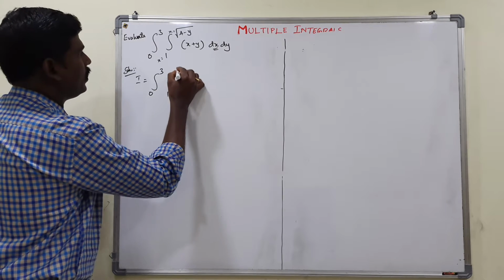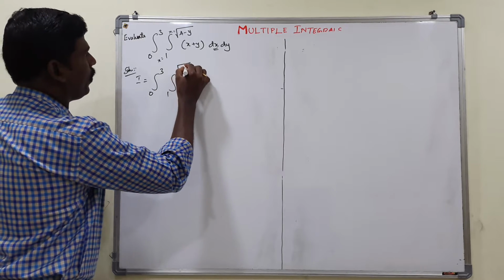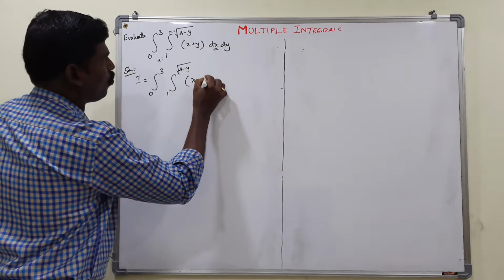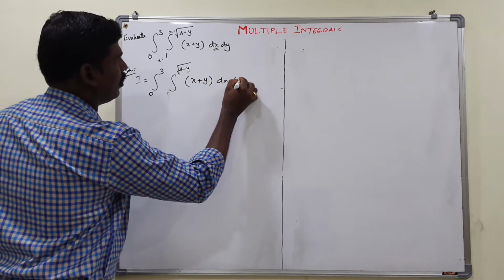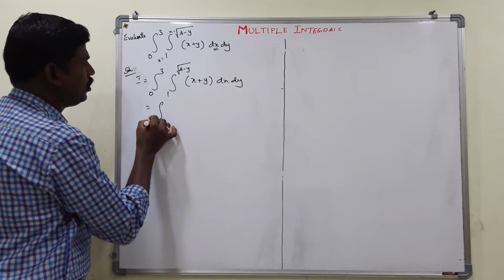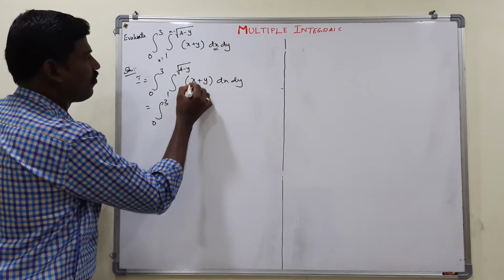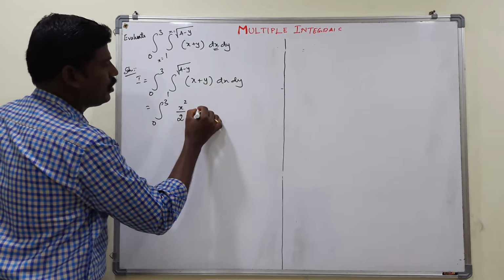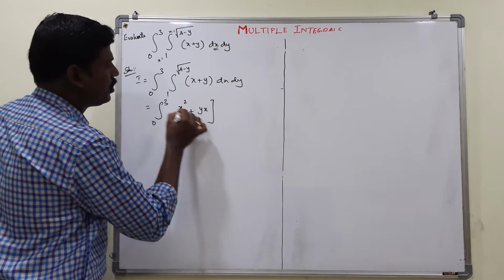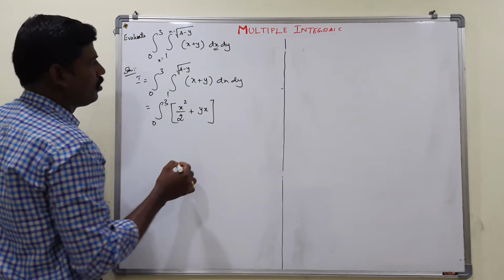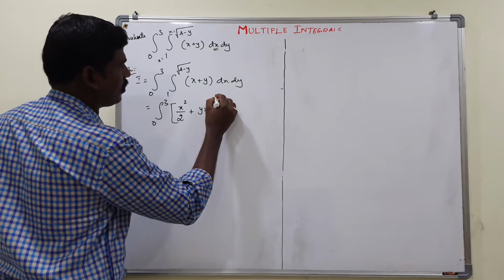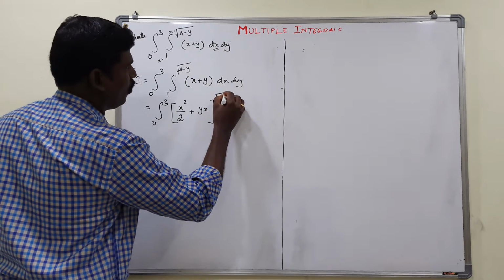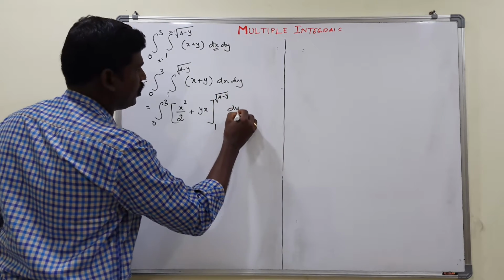So once again I write it, integral of root of 4 minus y into x plus y into dx dy, so that can be written as 0 to 3. What is the integral of x? x square by 2 plus y into x, y is a constant, so constant into x is the integral. So root of 4 minus y into dy.